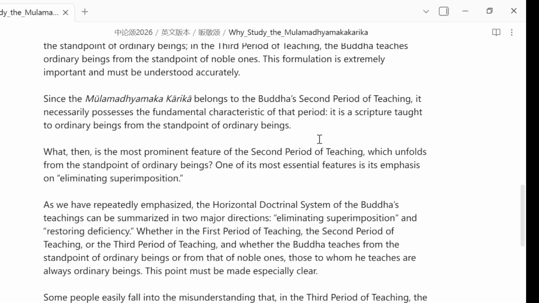What, then, is the most prominent feature of the 2nd period of teaching which unfolds from the standpoint of ordinary beings? One of its most essential features is its emphasis on eliminating superimposition.